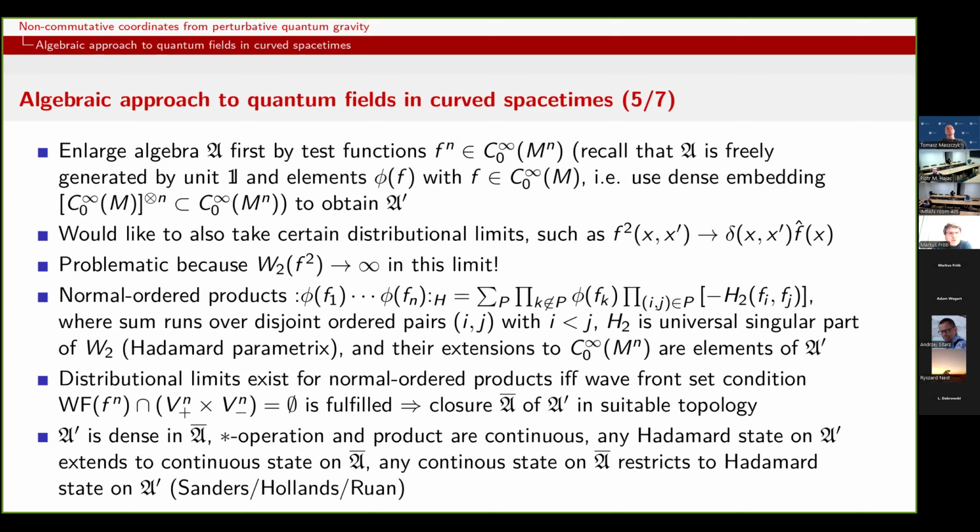The star operation and the product that we had are continuous, and any Hadamard state that we had before extends also to a continuous state on this closed algebra. And the other way around, any continuous state on this closed algebra restricts to a Hadamard state on the one that we had before. So, very nice. We now have a slightly larger algebra where we can take certain distributional limits.